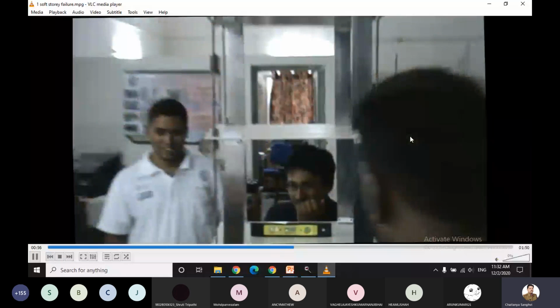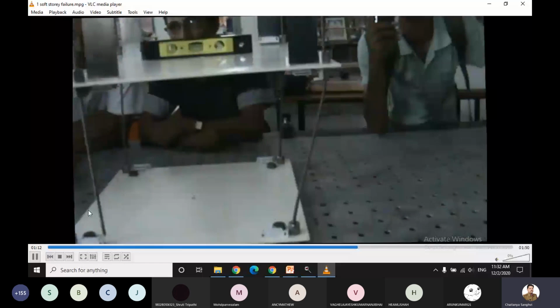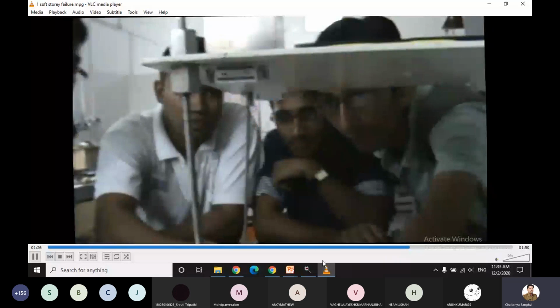There are smiles on the faces when a structure fails in the laboratory, but it doesn't give you any smile when it fails in reality, I tell you. So this will tell you a lot of things, right? And here when it fails, a lot of energy is released. Now this portion is very hot, I tell you. When it failed, it is very hot because of the number of cycles performed here, right? Now you can see these students will never forget this soft story failure in their life, right?